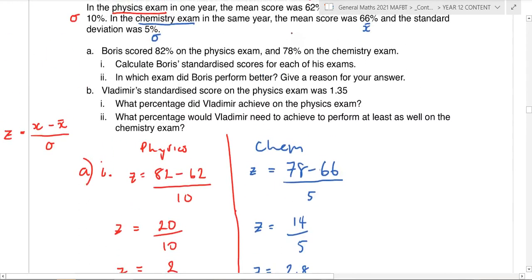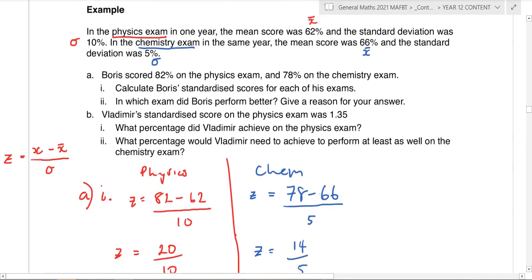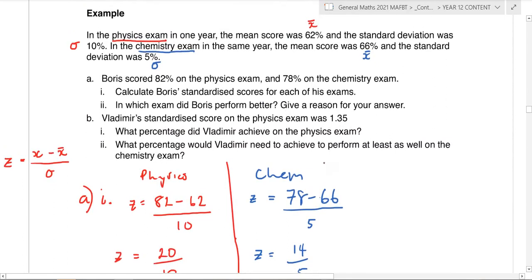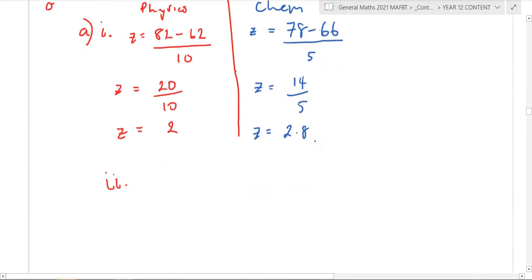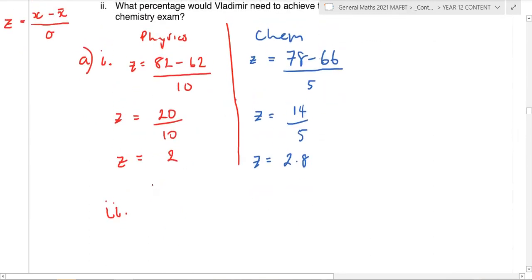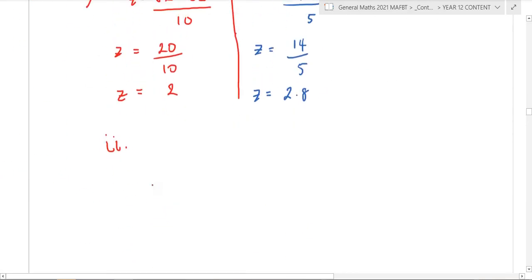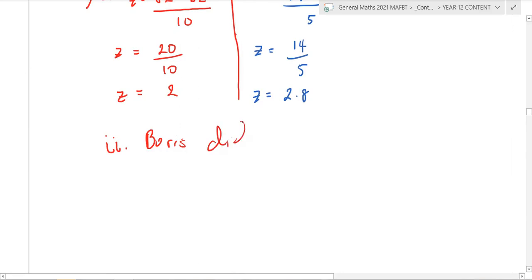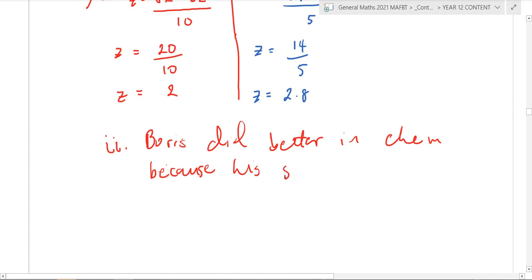And you look at the mean as well. The mean for both of them was slightly different. Let's write that down. You could say, what's the person's name? Boris. Boris did better in chem because his standardized score was higher.